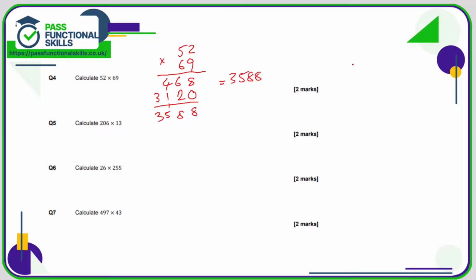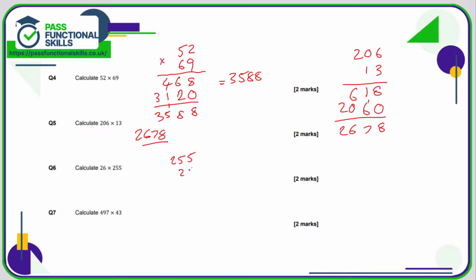206 times 13, I'll just do over here to use the space a bit better. Again, starting with a 3, 3 6s are 18, carry 1, 3 0s are 0, plus the 1 is 1, 3 2s are 6. This is the 1 of 10, put in a 0. 1 times 6 is 6, 1 0 is 0, and 1 2 is 2. Add these together, the answer is 2678.